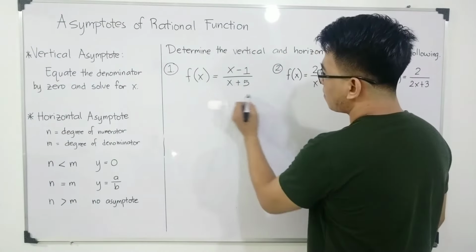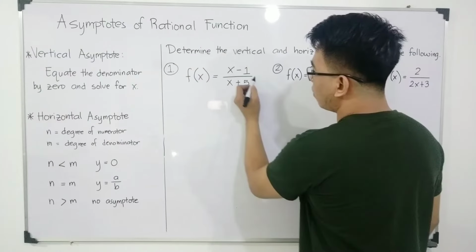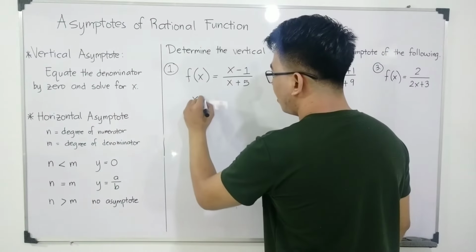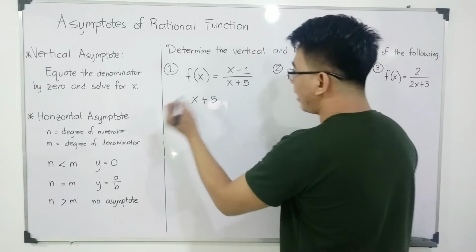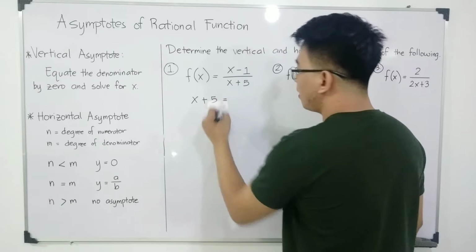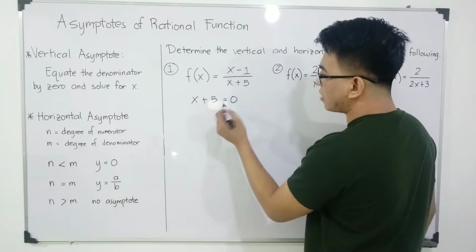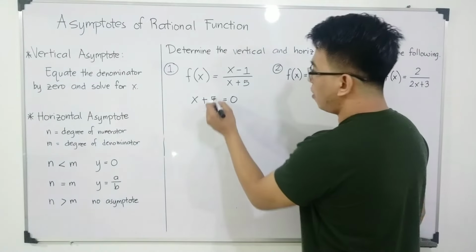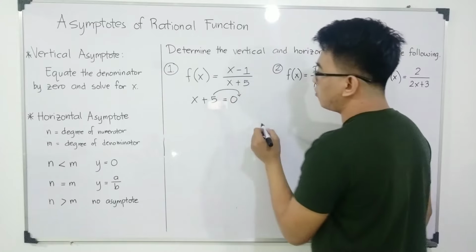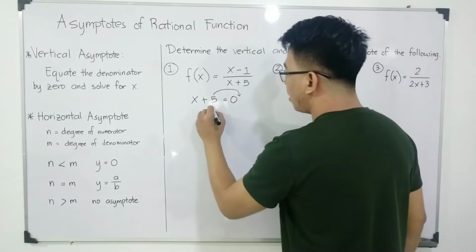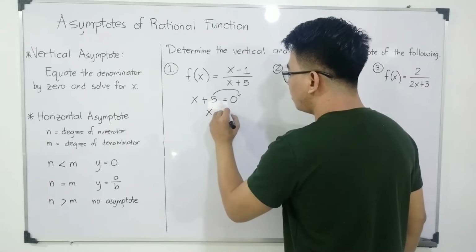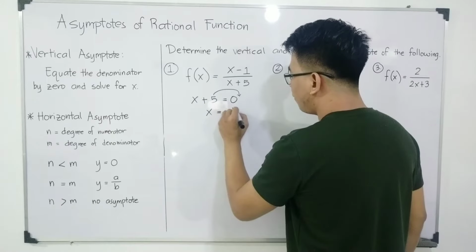Sabi nito, equate the denominator by 0 and solve for x. So this is your denominator, which is x plus 5. At sabi dyan, equate it by 0. Then, solve for x. To solve for x, you need to manipulate the equation. All you need to do here is transpose this one to the other side. It will become x is equal to negative 5.